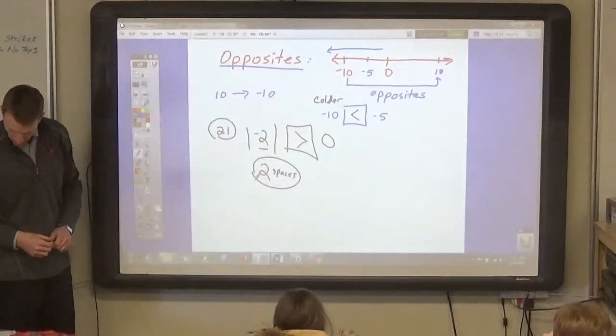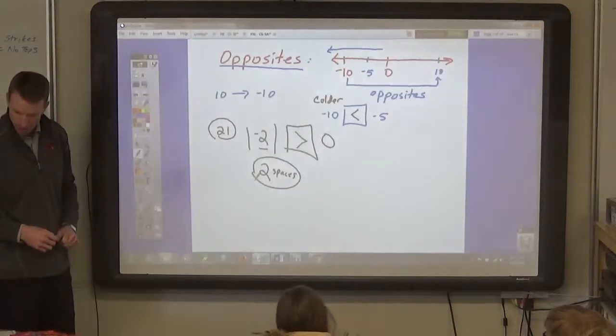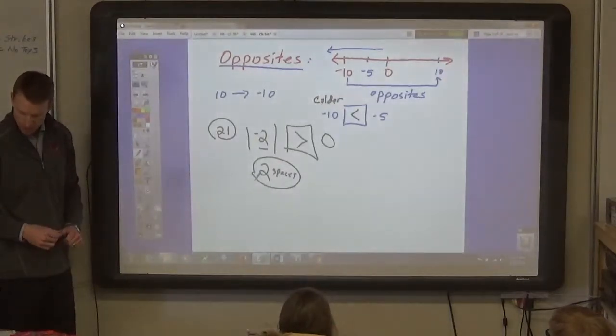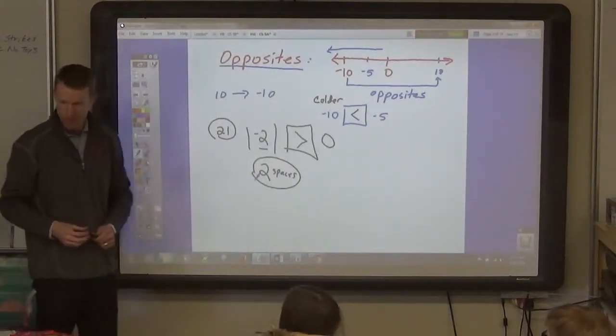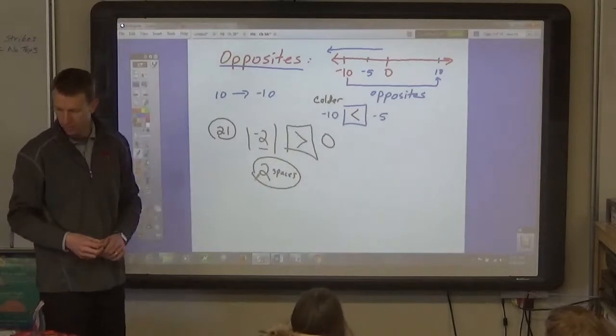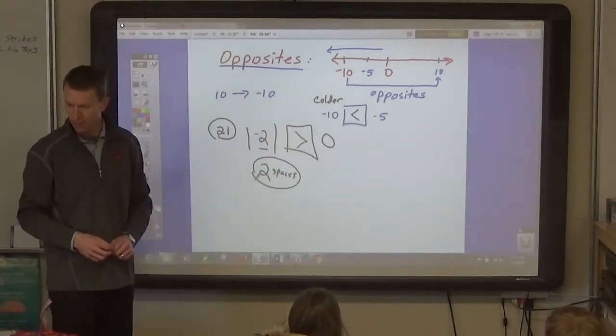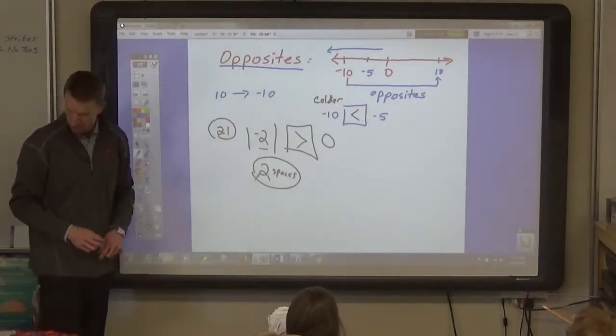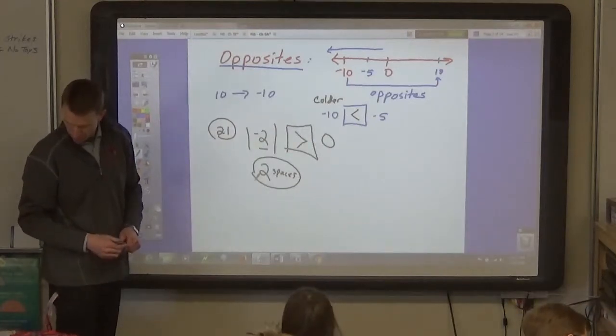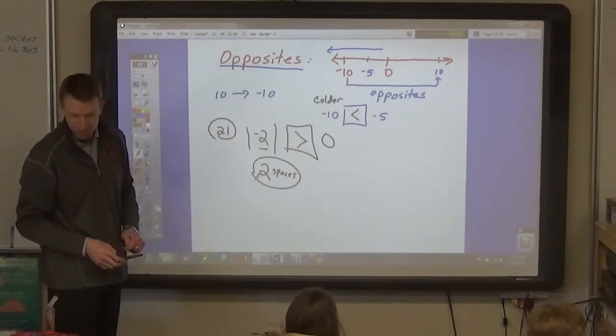Number 20. The absolute value of 4 or 5. Which one is more? 5 is greater. So 4 is less than. Yep.